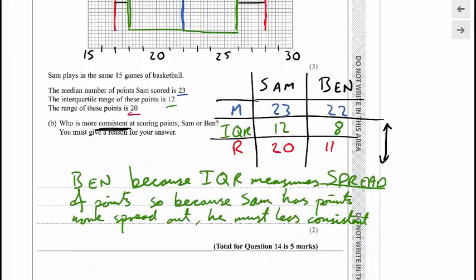The reason why I went for interquartile range is because that just looks at the main bulk of the data. It looks at the middle of the data. It removes the outliers, the extremes at the end.